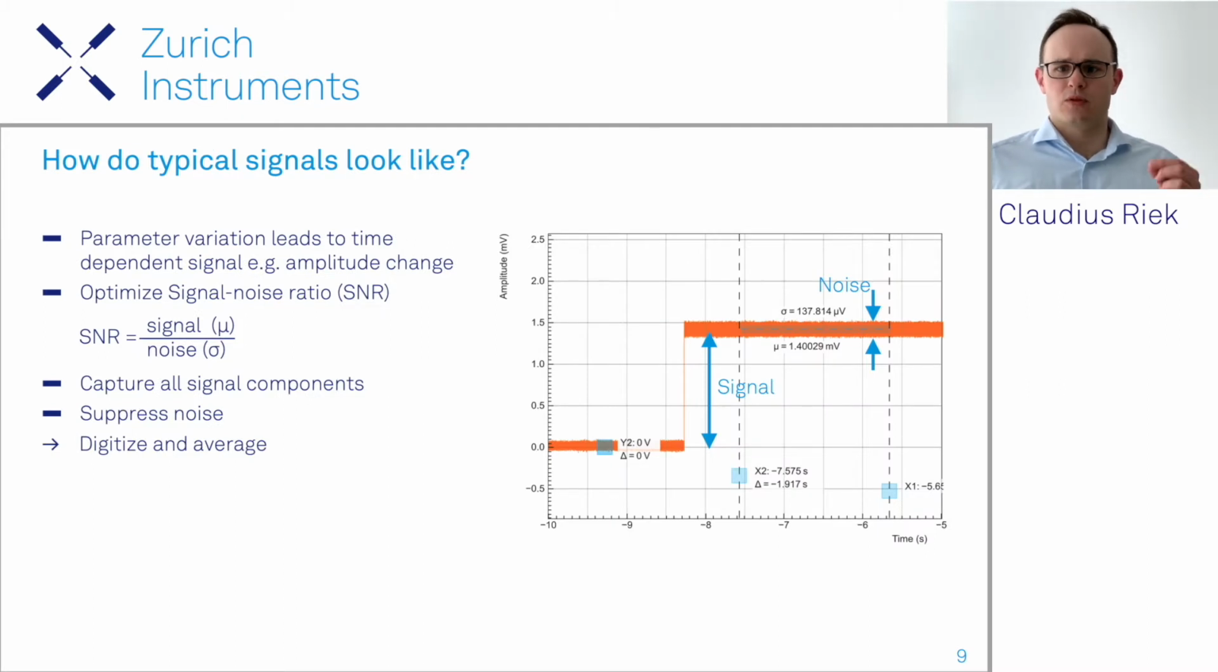Now, to understand a little bit more in detail what we actually want to look at, we want to look at the so-called signal-to-noise ratio. The signal-to-noise ratio is the signal which we can measure, which would be, for example, here the jump from 0 to 1.5, and we want to compare this to the noise on top of this signal. To maximize the signal-to-noise ratio, it's kind of obvious: you need to capture all signal components and suppress all noise components which are not relevant.